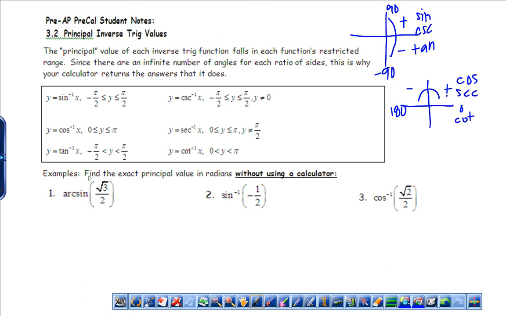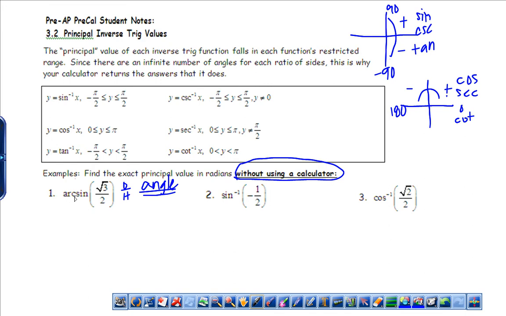Okay, so in order to find the exact principal value in radians without your calculator, the first thing that we need to think about is arc sine. Anytime you see arc, what you're going to be looking for is an angle. Okay, so we're looking for angles this whole time. All right, so arc sine means opposite over hypotenuse, and we have root 3 over 2. So arc sine of root 3 over 2, I'm going to draw this.